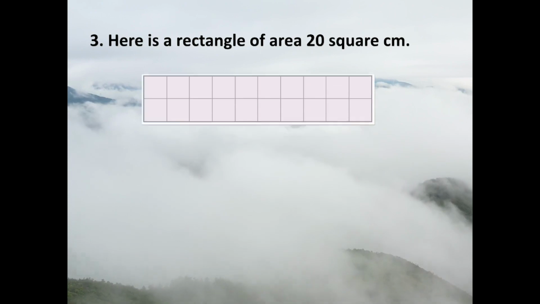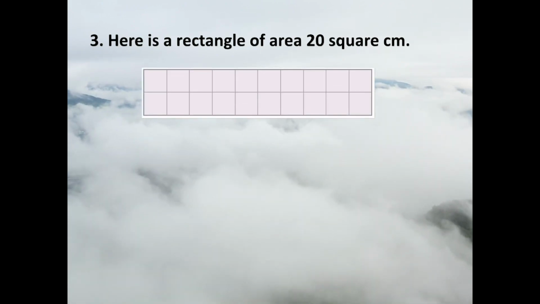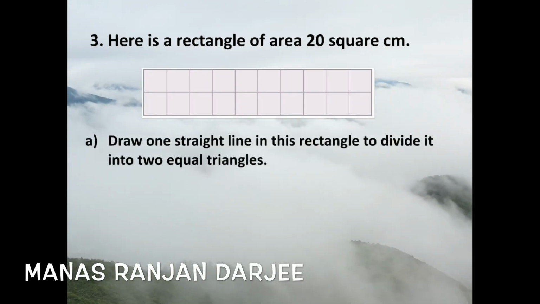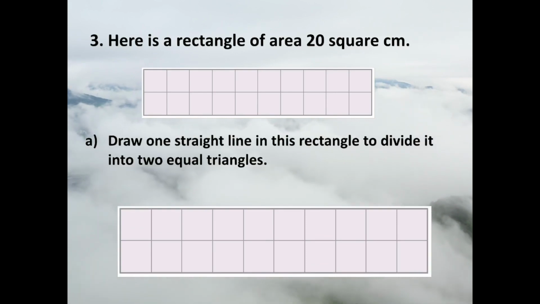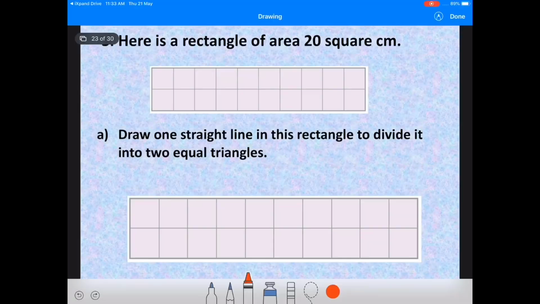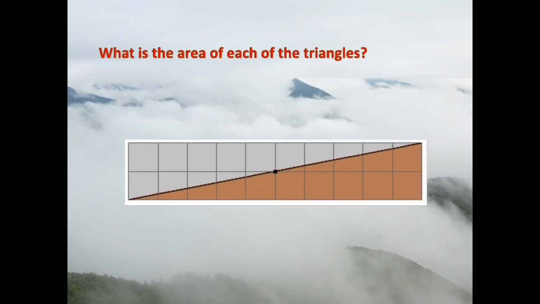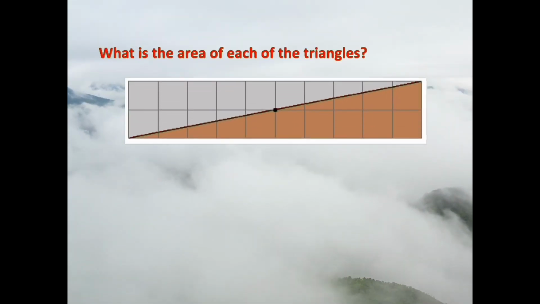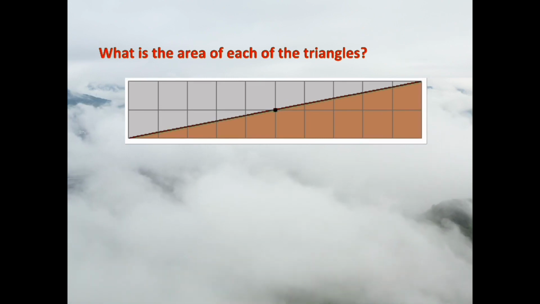Here is a rectangle of area 20 square centimeter. Draw one straight line in this rectangle to divide it into 2 equal triangles. Draw one straight line here. Now it is divided into 2 equal triangles. What is the area of each of the triangles?